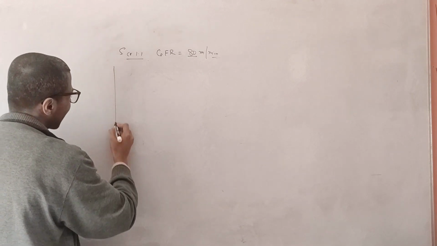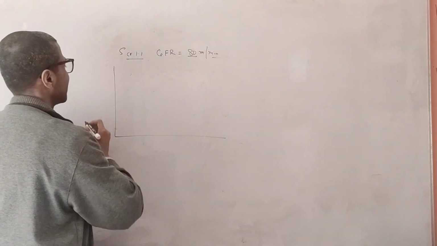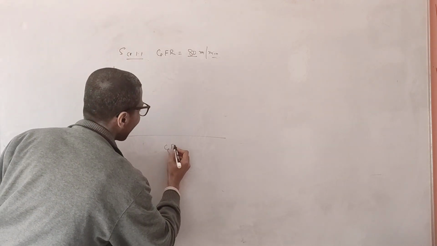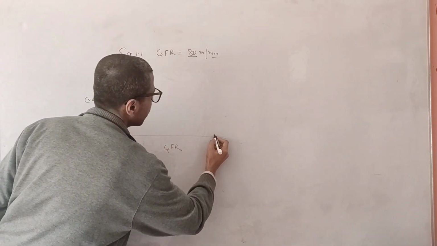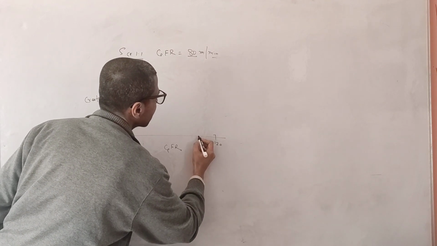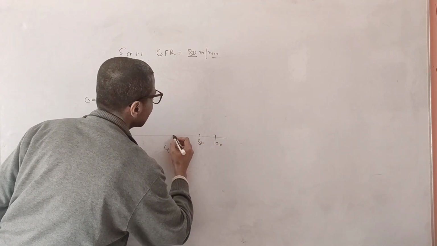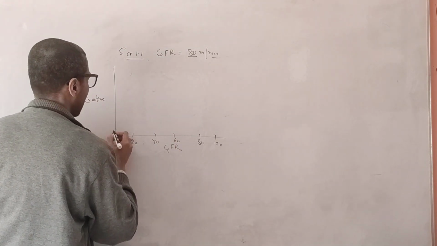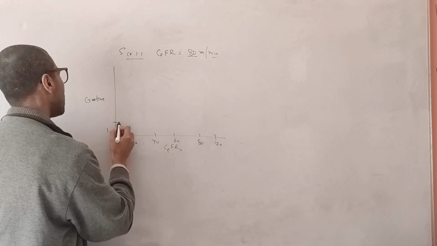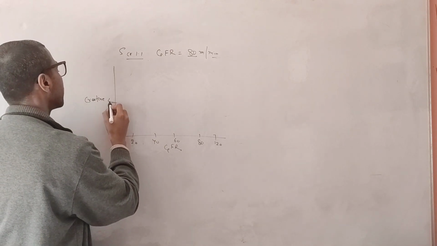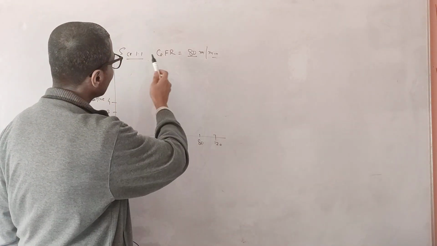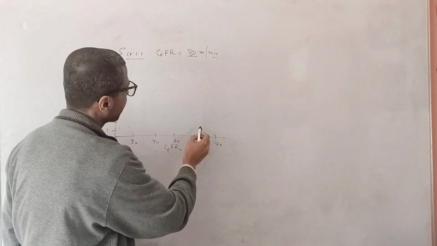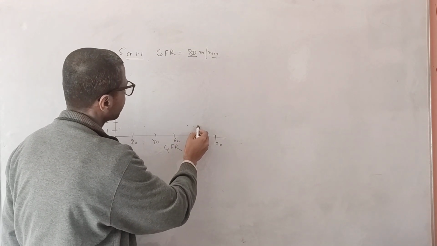So let's see the graph of this GFR versus creatinine. This is the creatinine on the y-axis and this is the GFR on the x-axis. Normally we have 120 ml per minute. So let's say this is 120, this is 80, this is 60, this is 40, this is 20, this is 0. And here serum creatinine is 1, 2, 3, 4 like this. Initially her creatinine was 1.1, so let's say her creatinine was here and her GFR was 80.